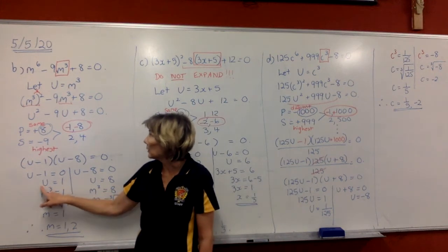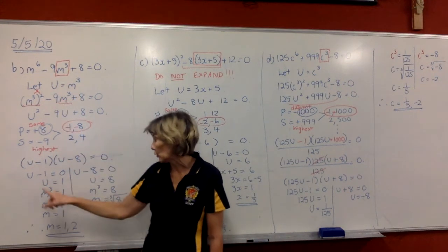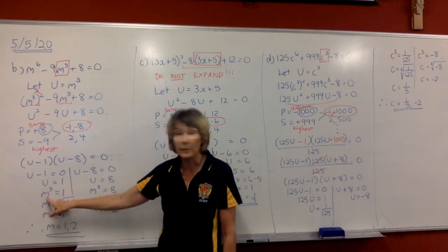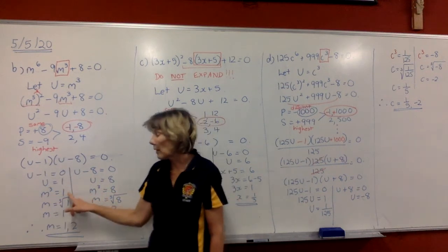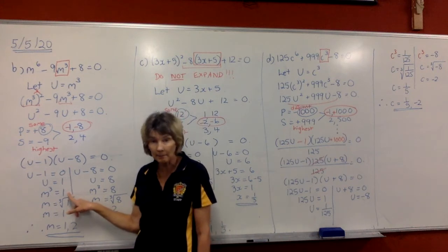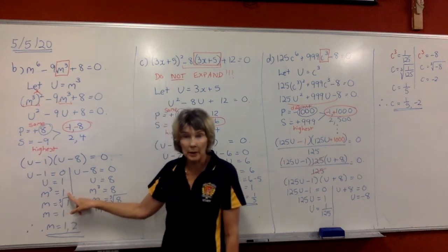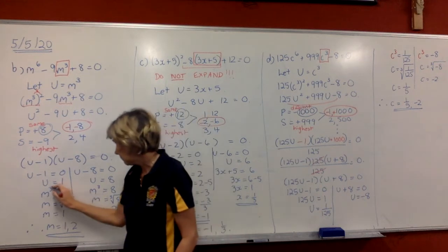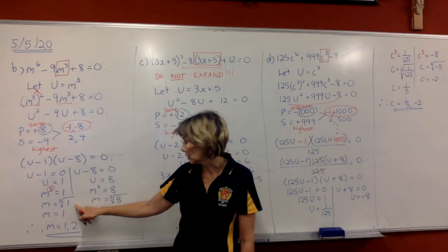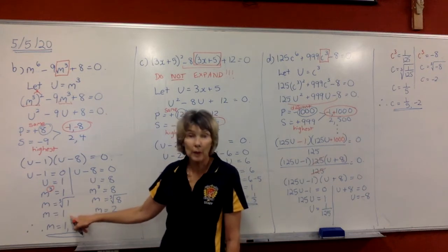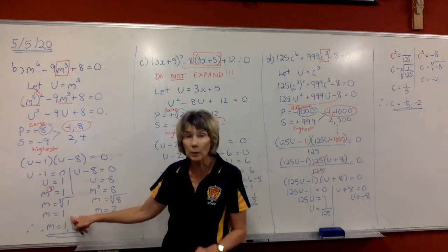Now you have to put the m cubed back in for u. So where the u is, you're going to write the m cubed there. Same over here. So now we have an equation m cubed equals 1. We're going to solve it, so we're going to get rid of the cubed by coming over here and cube rooting, doing the opposite operation. And you'll get the cube root of 1, which is just 1. So there's only one answer here.